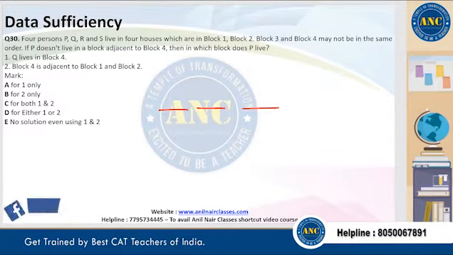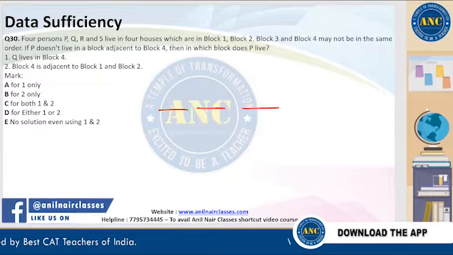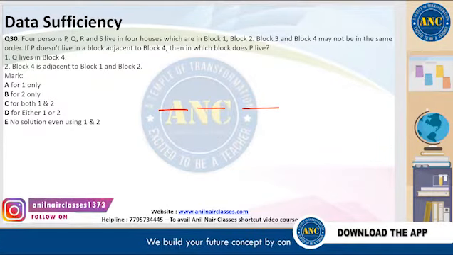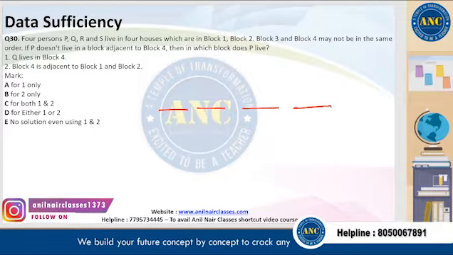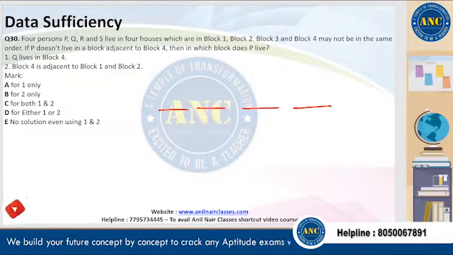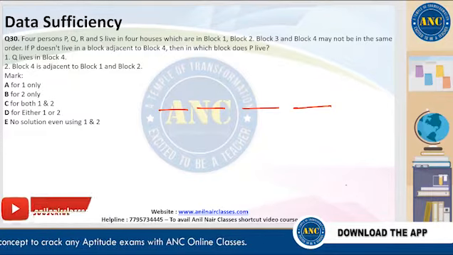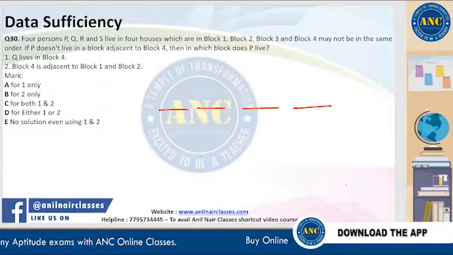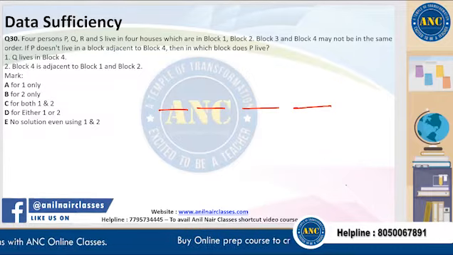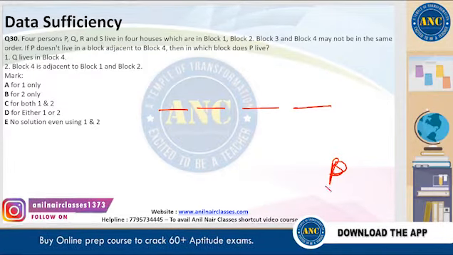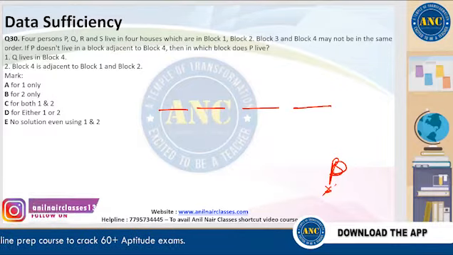So with this data, there are 4 persons, P, Q, R, S. They live in block 1, block 2, block 3, block 4. There is no order given of these blocks. Nor do we know who lives in which house. We only know P does not live in a block adjacent to block 4. That's it. That means wherever P is living, it's not adjacent to block 4.